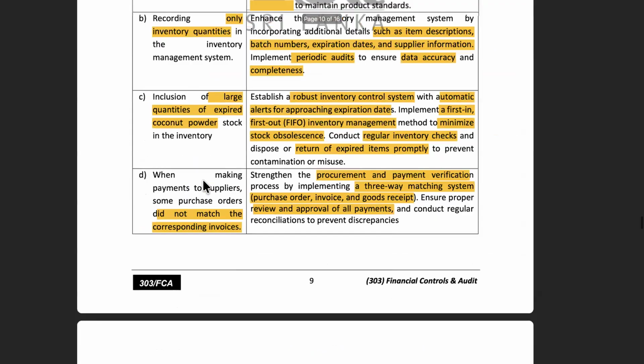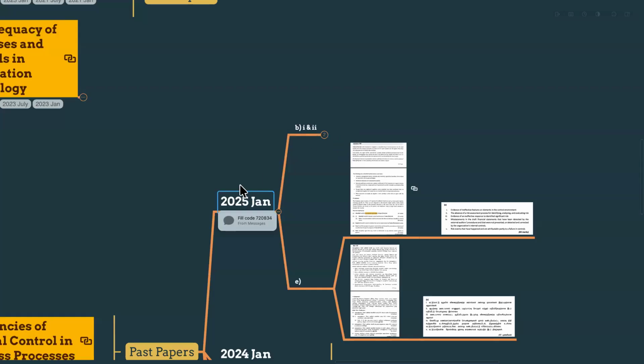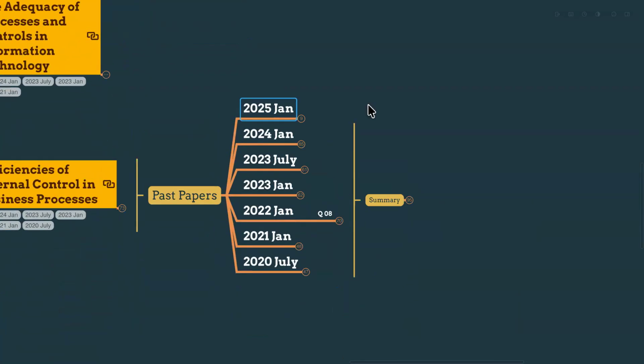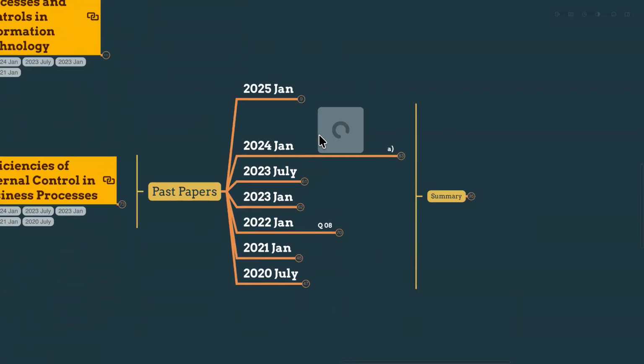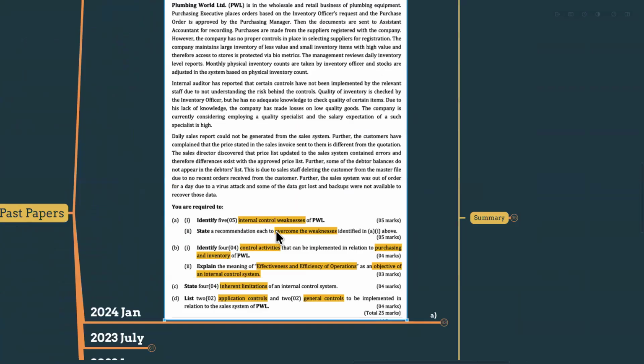So, very simple, my dears, very simple. I have provided you plenty of examples when I was doing the theory classes. Very simple approach: you have to find the weaknesses and give the best control to correct that problem. Right? I hope you are getting the confidence to write these questions. And now let's talk about this 2024 January paper.